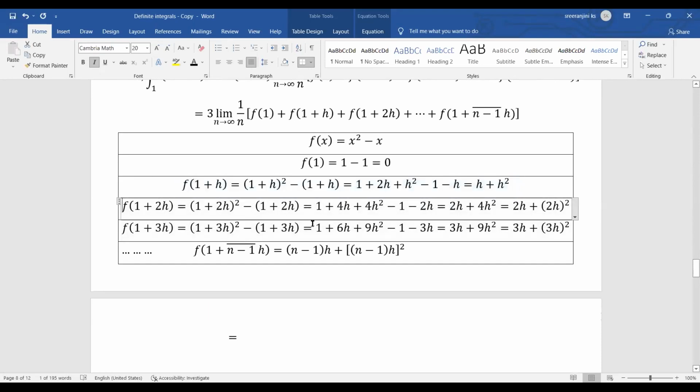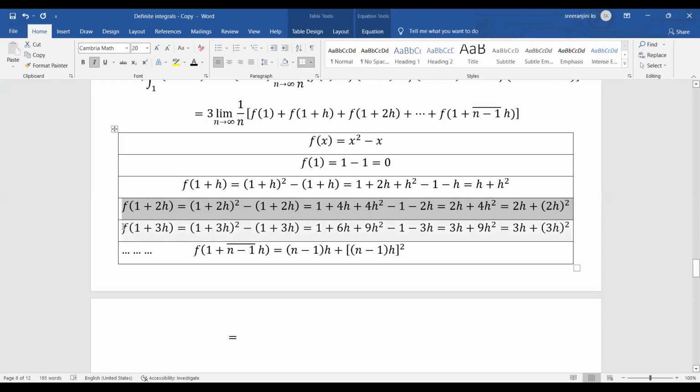Now, next term, f of 1 plus 2h. In this form, x square minus x, you replace x by 1 plus 2h. So it will be (1 plus 2h) the whole square minus (1 plus 2h). Expanding, 1 plus 4h plus 4h square minus 1 minus 2h. 1 minus 1, 0. 4h minus 2h, 2h plus 4h square. So 2h plus (2h) the whole square.